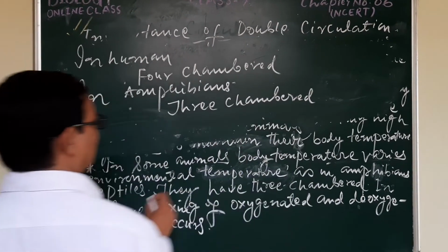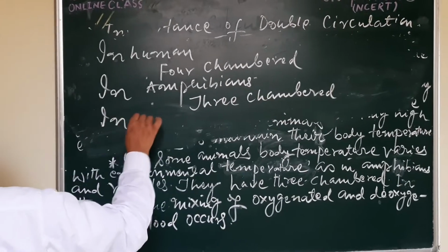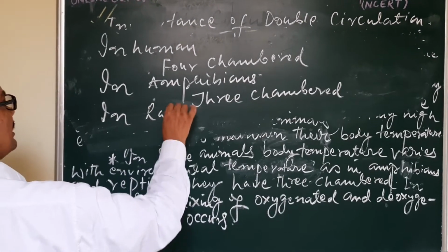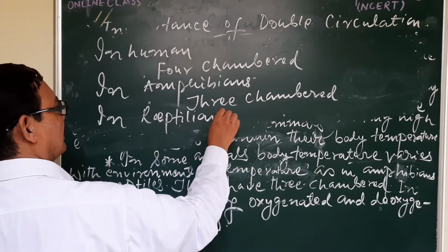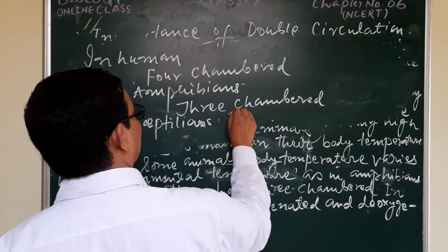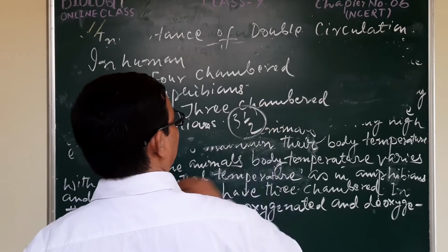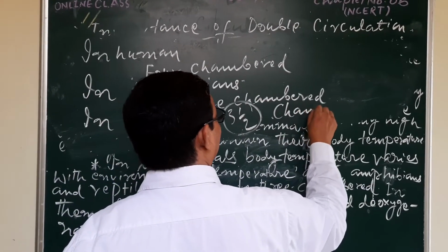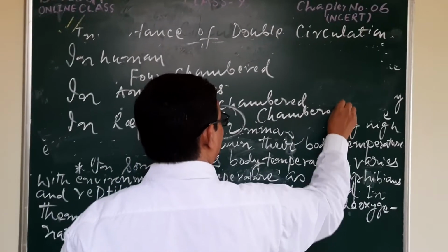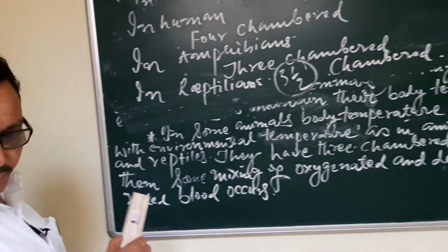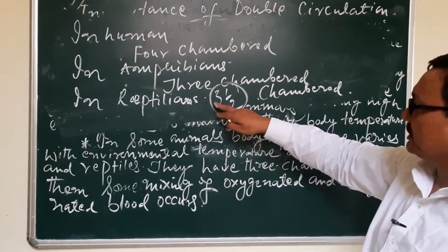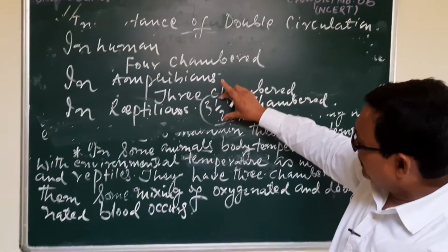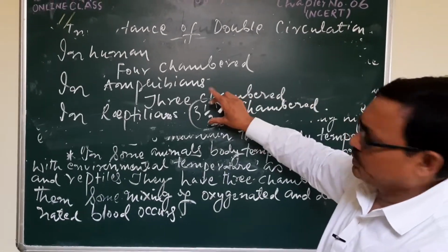And reptilia also, but in reptilia there is some difference, a three and a half chamber heart. There is a somewhat difference from the 3 chambered amphibians, that maybe the separation into 4 chambers is incomplete.